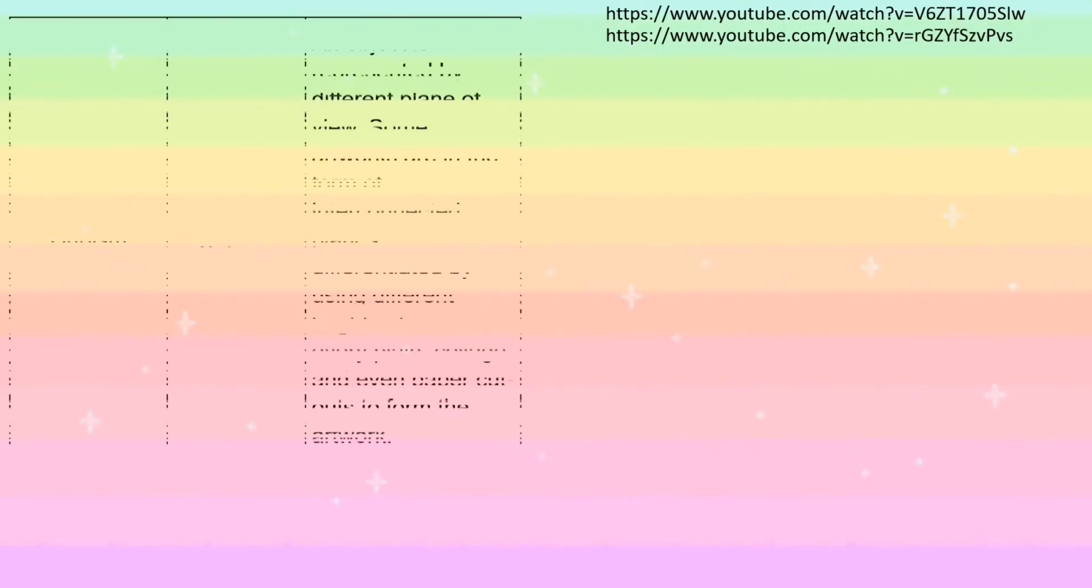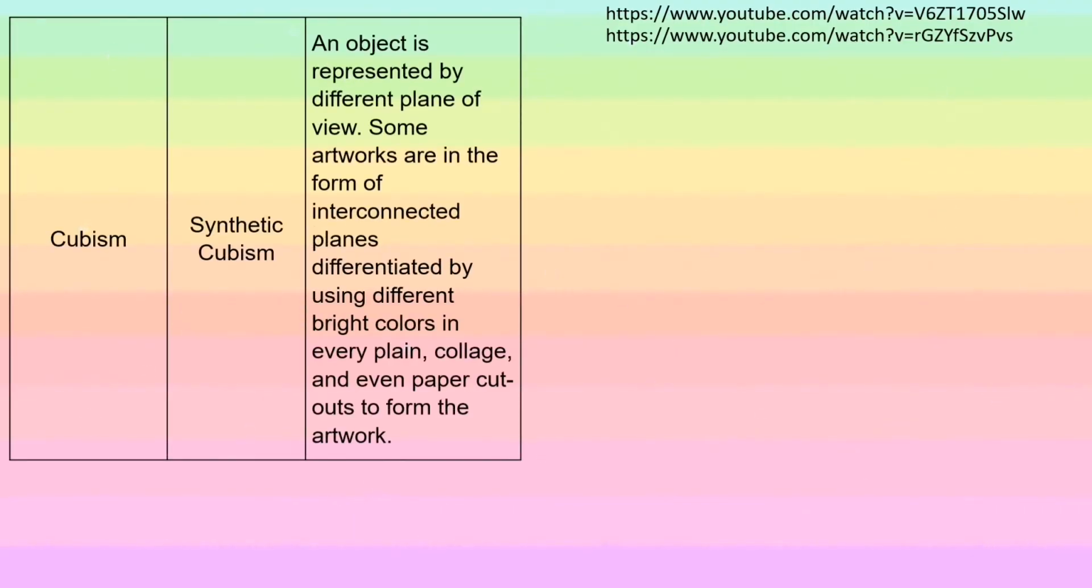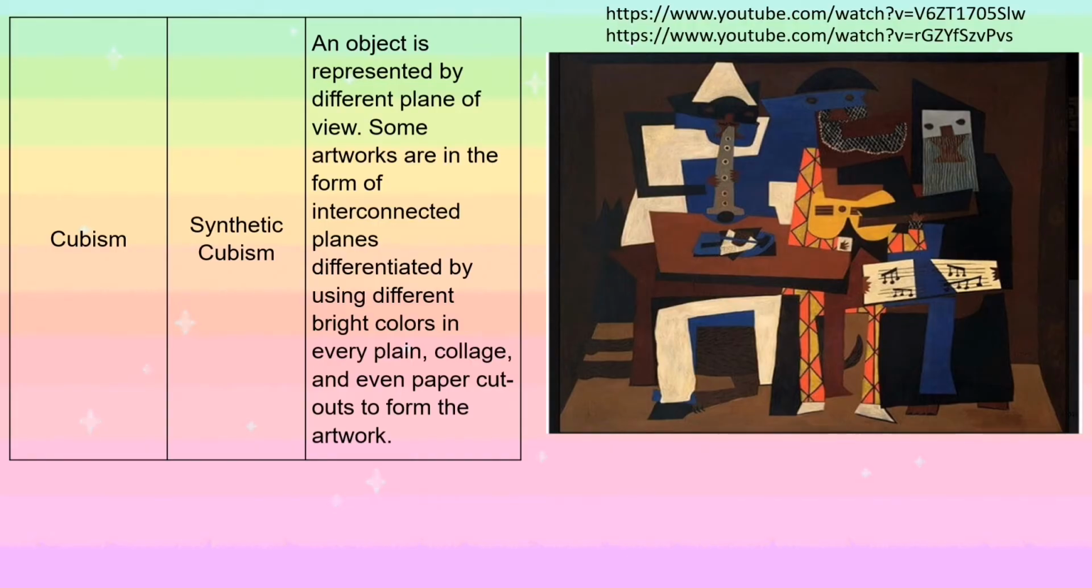And now let's have our Cubism. The style is synthetic cubism. An object is represented by different planes of view. Some artworks are in the form of interconnected planes, differentiated by using different bright colors in every plane, collage, and even paper cutouts to form the artwork.